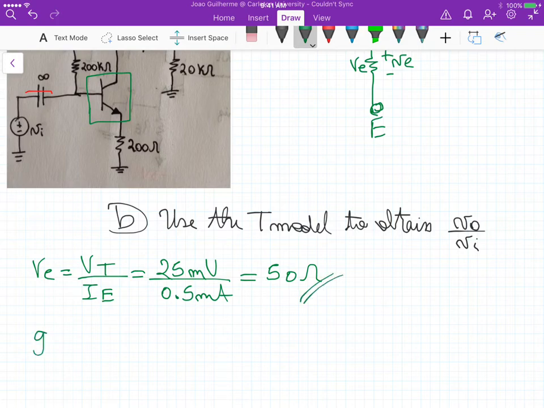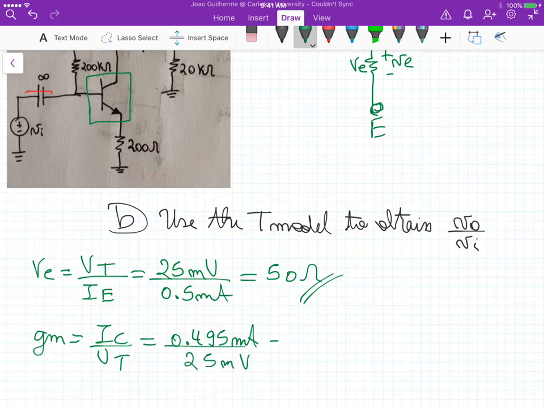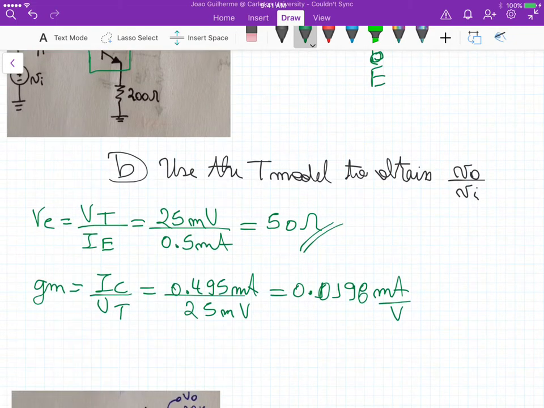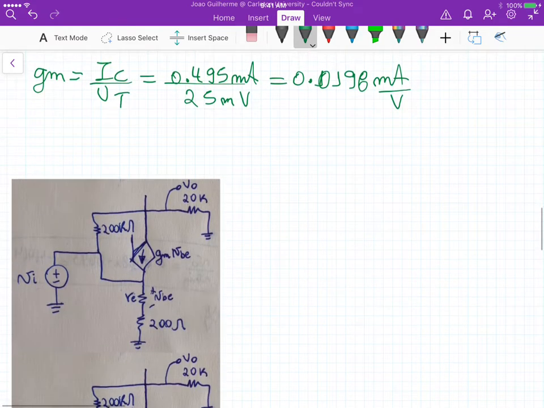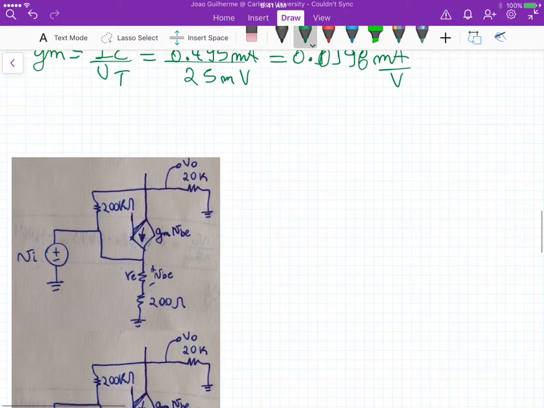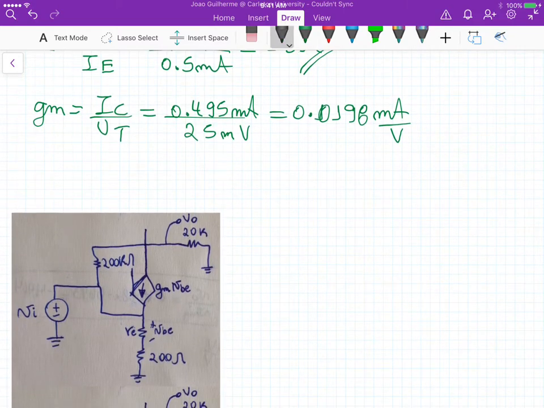Now for gm, the transconductance, we know that's IC over VT, which equals 0.495 milliamperes divided by 25 millivolts, and this is 0.0198 milliamperes per volt. So we got those two values, and if we substitute the BJT by its T model, that's the circuit that we get. I have several copies of it. And now we need to analyze this circuit to obtain the overall voltage gain.